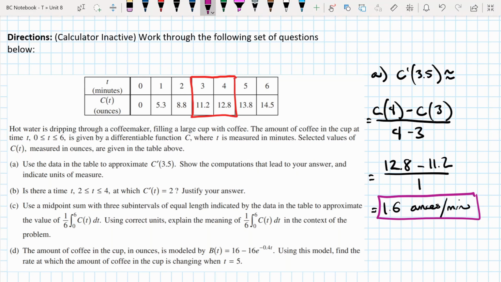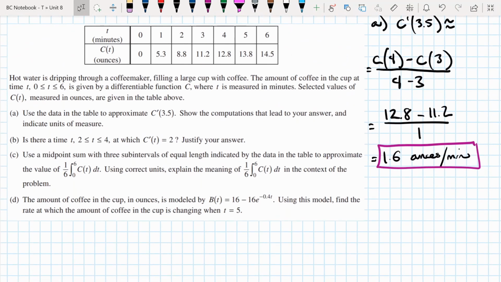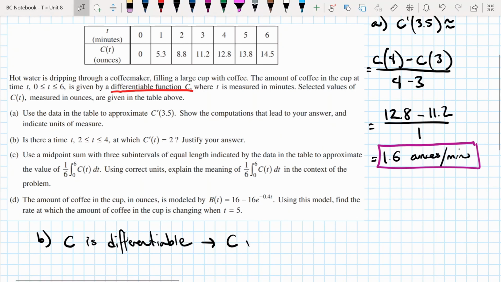Is there a time on the interval 2 to 4 where the value of the derivative is equal to 2? To do this one, there's a couple of keywords that they use here. C is differentiable. If the function is differentiable, that means C is continuous as well. If C is continuous, that means the mean value theorem can apply here.